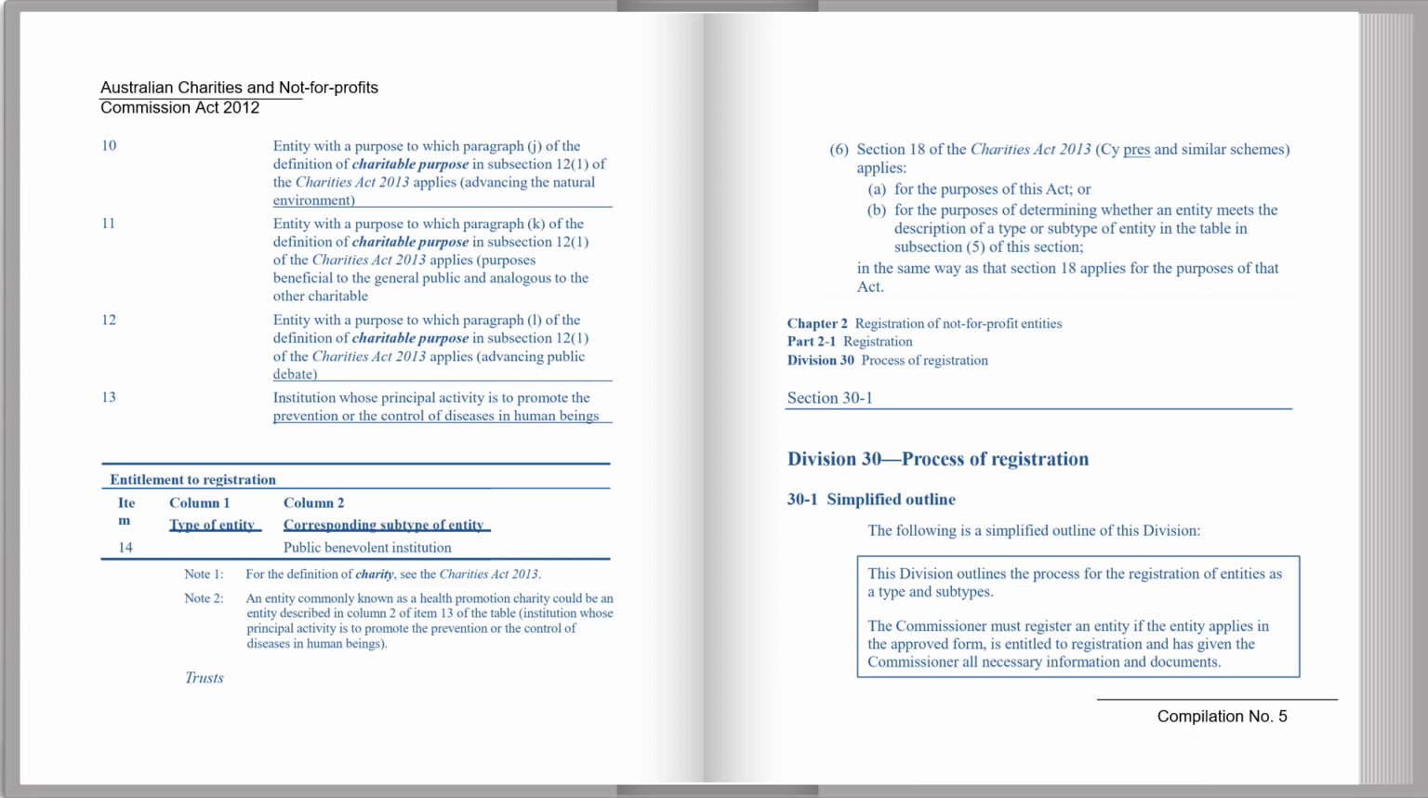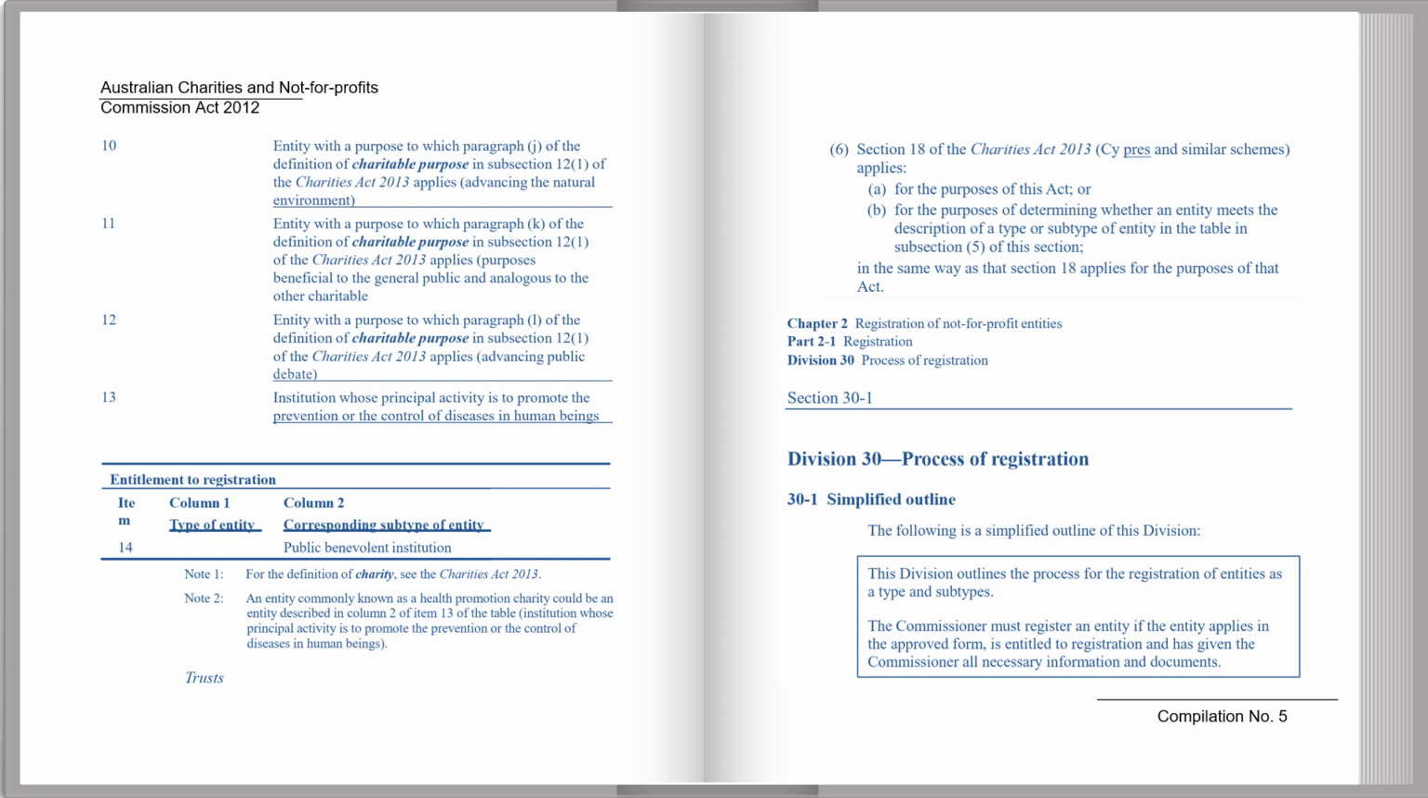10. Entity with a purpose to which paragraph J of the definition of charitable purpose in subsection 12(1) of the Charities Act 2013 applies. Advancing the natural environment. 11. Entity with a purpose to which paragraph K of the definition of charitable purpose in subsection 12(1) of the Charities Act 2013 applies. Purposes beneficial to the general public and analogous to the other charitable purposes.